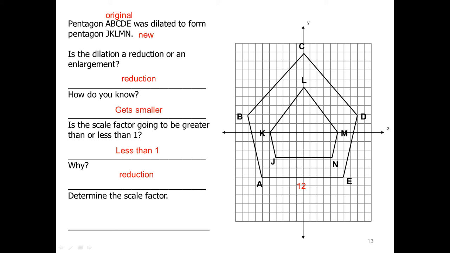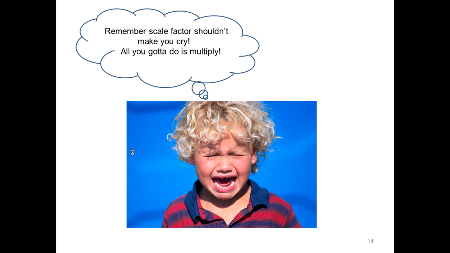And now we have to determine this scale factor. Well, now we have to count up our sides. And you cannot count up the sides that are on an angle. You can only count up those bases. So to determine the scale factor, we have the new side over the original and we reduce. So remember, scale factor shouldn't make you cry. All you got to do is multiply. The new side over the original will give you the scale factor. Or if you have the scale factor, you simply multiply it by the corresponding sides to get your new figure.